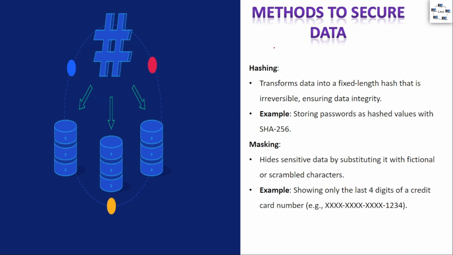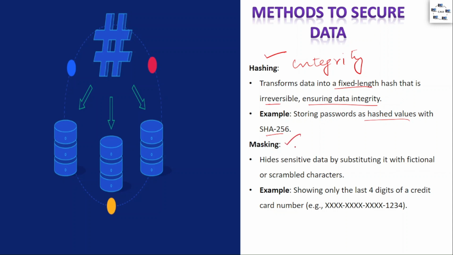Another data security method is hashing. Hashing is primarily used for data integrity, so that data is protected against unauthorized alteration or corruption. It transforms data into a fixed-length hash that is irreversible, ensuring data integrity. An example includes storing passwords as hashed values with SHA-256.